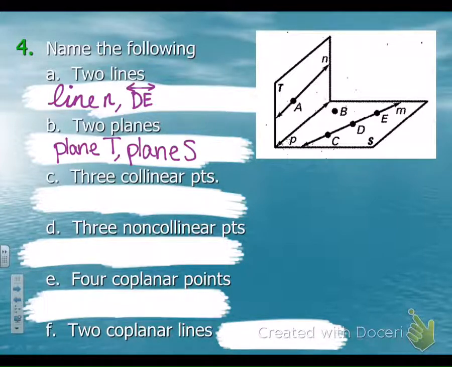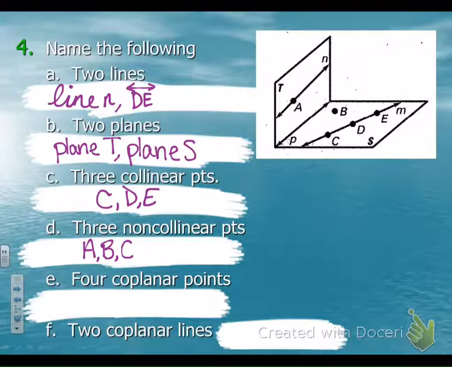3 collinear points. We only have one option. We see a line with 3 points on it. C, D, E. Done. 3 non-collinear points. Again, we go back to having lots of options. I'm pretty confident I could not draw a single line going through A, B, and C. Remember, when we say a line, we're talking about a straight line. You have other options there. I just like A, B, and C.